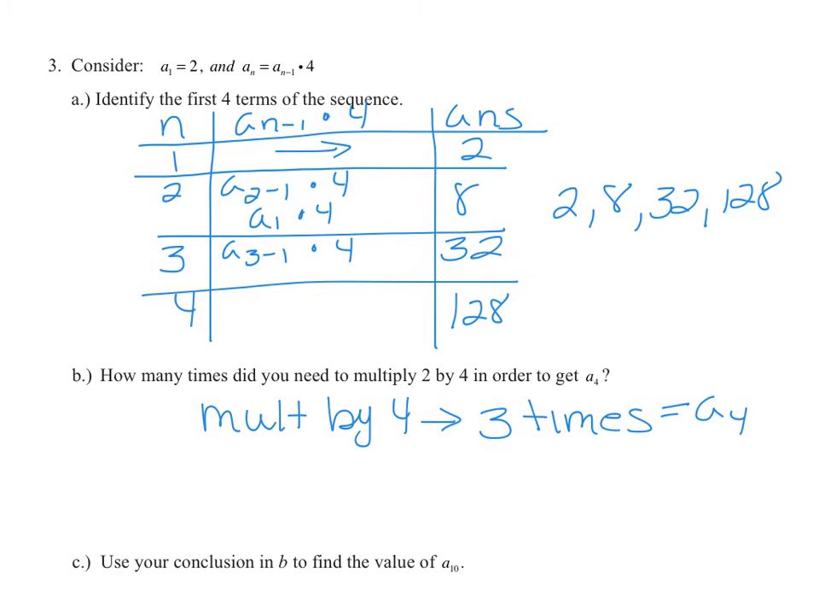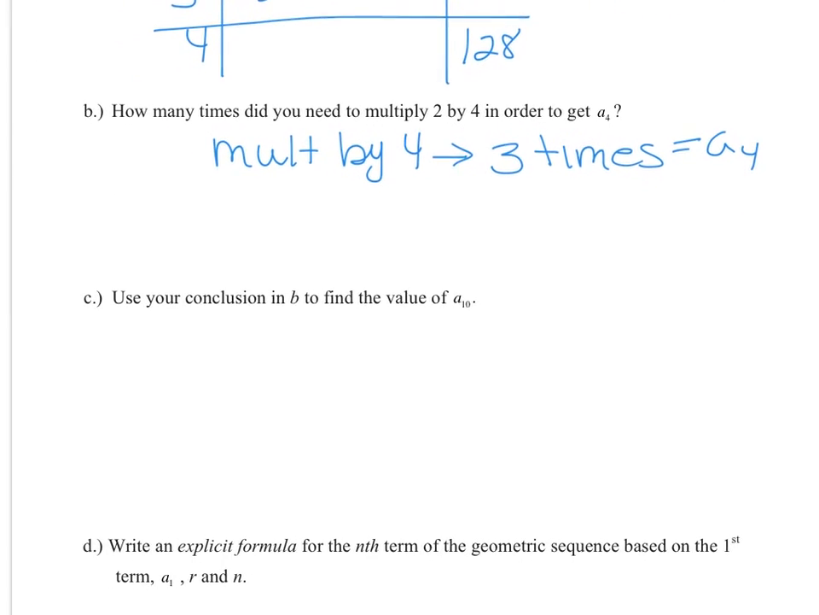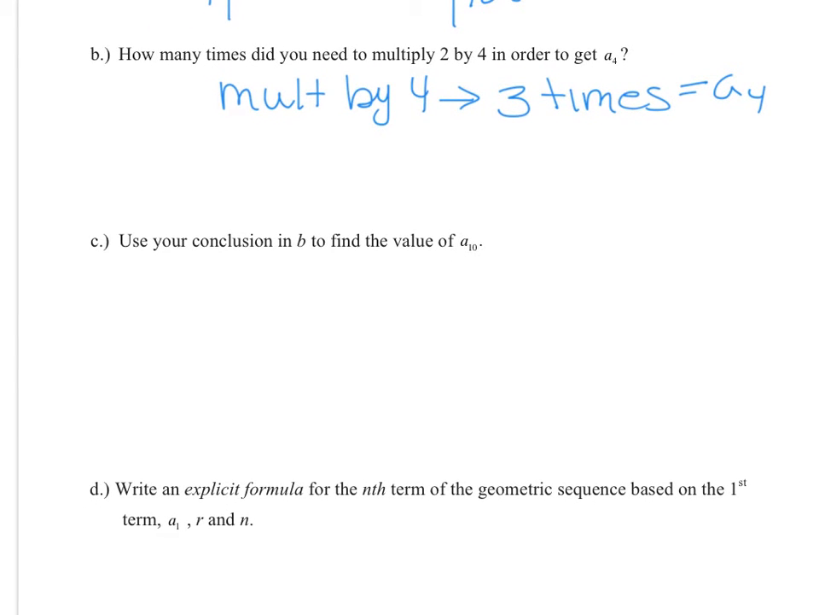Okay, what else are they asking me about this question? Use your conclusion in B to find the value of a sub 10. All right, so in order to get a sub 10, I'm going to need a sub 9. Well, let's see how this went. To get a sub 4, I multiplied 3 times. So it looks like I'm going one under to get the term I want.